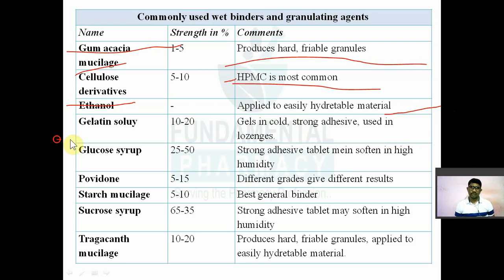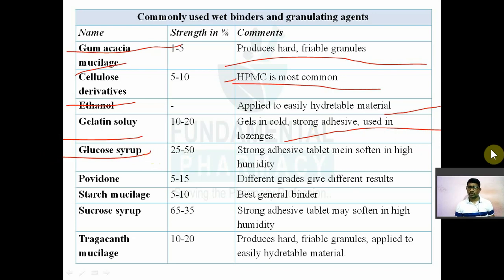Now after that, gelatin is used as a solution or a soup type, 10 to 20%, and it gels in cold and is a strong adhesive used in lozenges. So it will form a gel in cool conditions. Then glucose syrup, 25 to 50%. Again it is a strong adhesive.